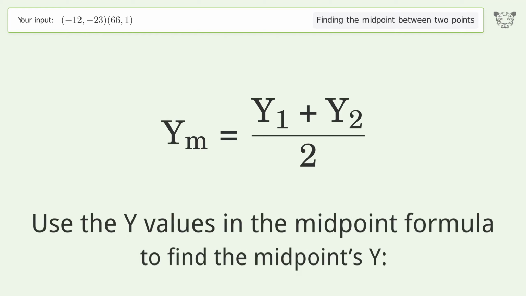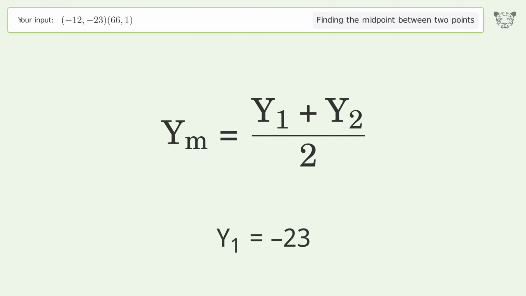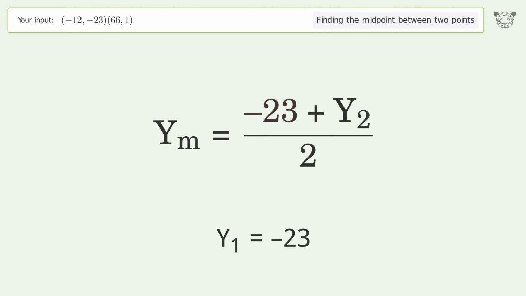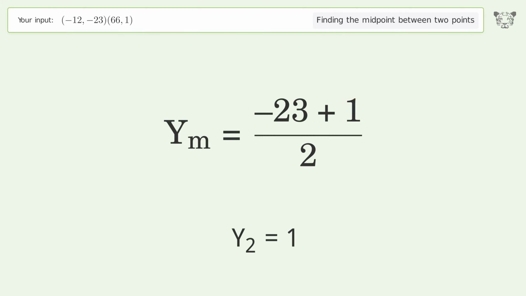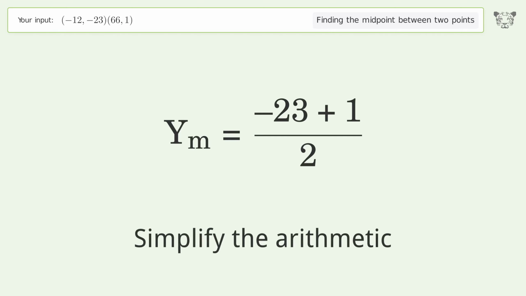Use the y values in the midpoint formula to find the midpoint's y. y1 equals negative 23. y2 equals 1. Simplify the arithmetic.